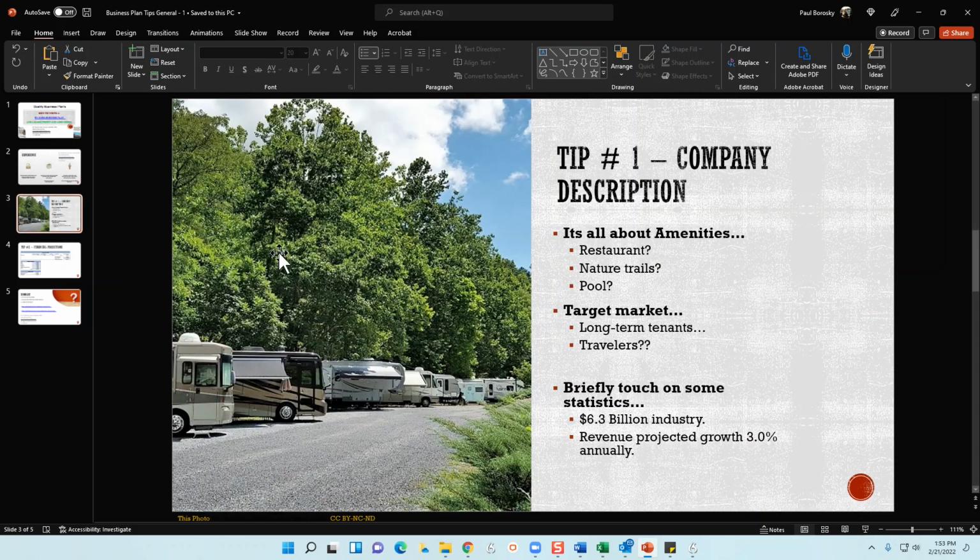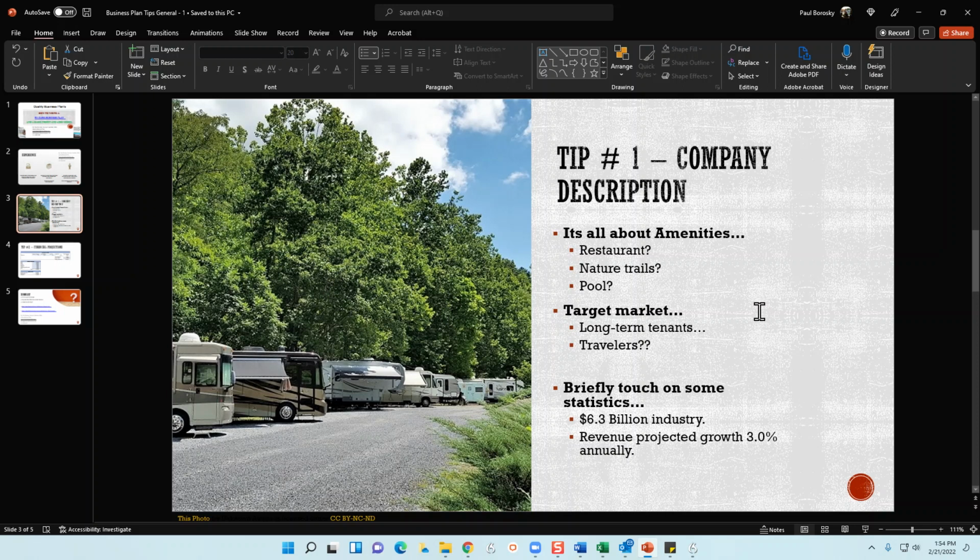All right, with that said, let's talk about your RV park business plan tips and tricks. So tip number one, when you're doing an RV park, I've worked with many RV park owners in writing their business plans, and one of the biggest things that I like to really drill down on in the company description section is going to be the amenities.